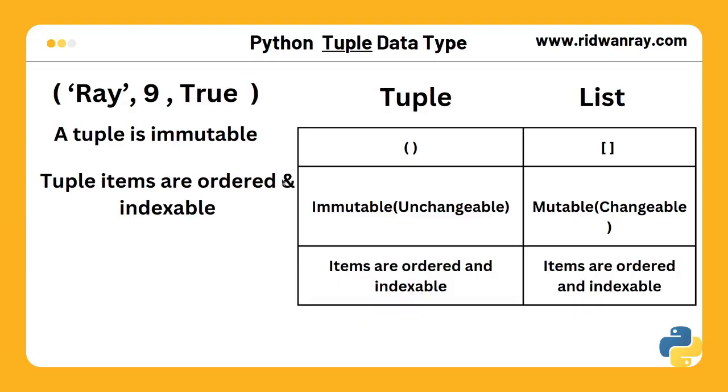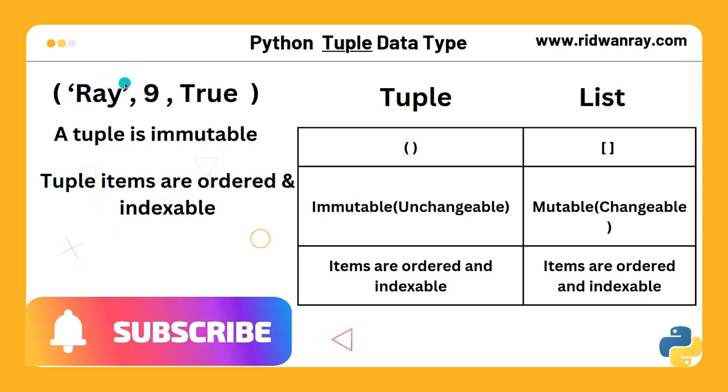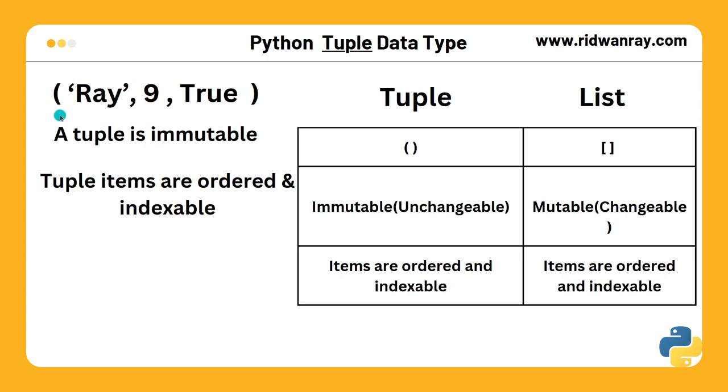Hi friends and welcome. In this lesson, we will explore the tuple data type in Python. A tuple data type is similar to the list data type. It consists of items separated by commas. Unlike lists, tuples are enclosed within parentheses.